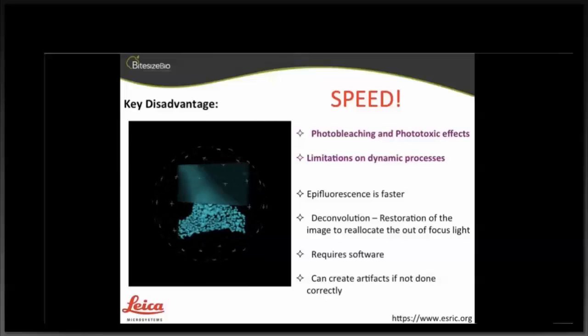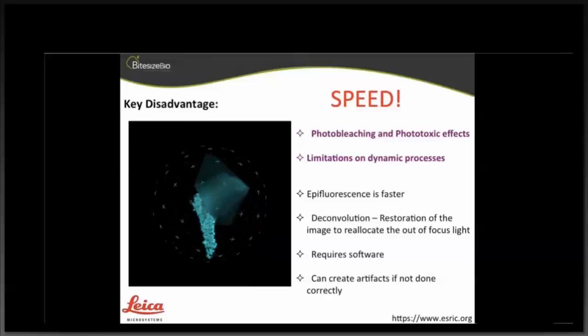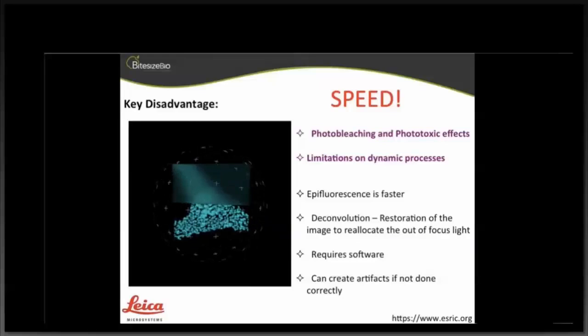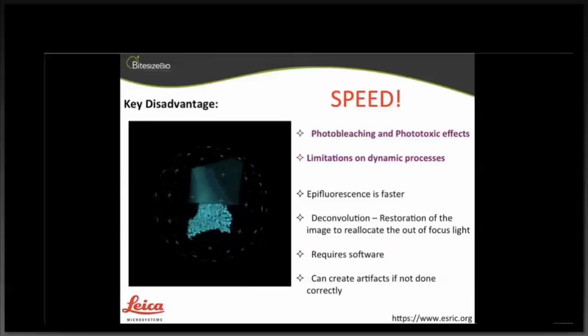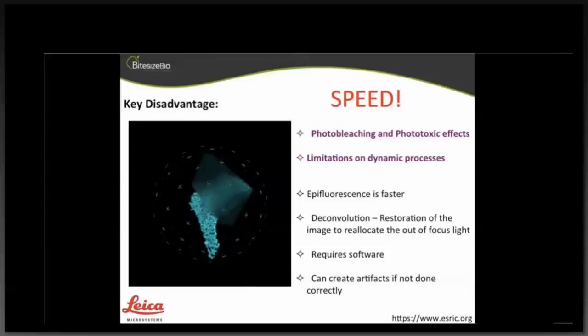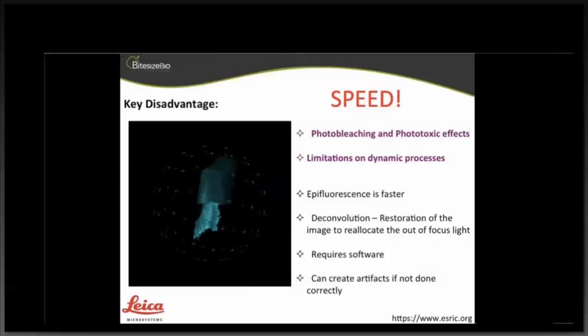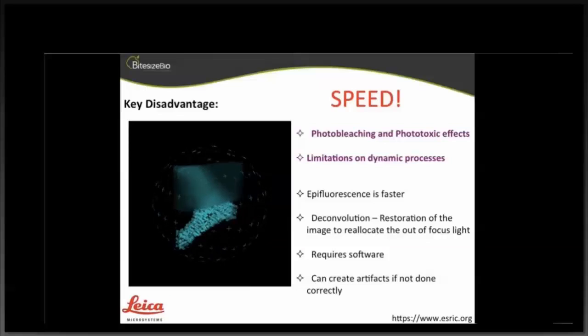And this is because a confocal is scanning, so it's going to be a lot slower. And also the longer that you are illuminating your sample, the worse the photobleaching is going to be. With confocal, you can get photobleaching and phototoxic effects. So if you had a sample that was quite photosensitive, it would be better imaged on a wide field microscope.